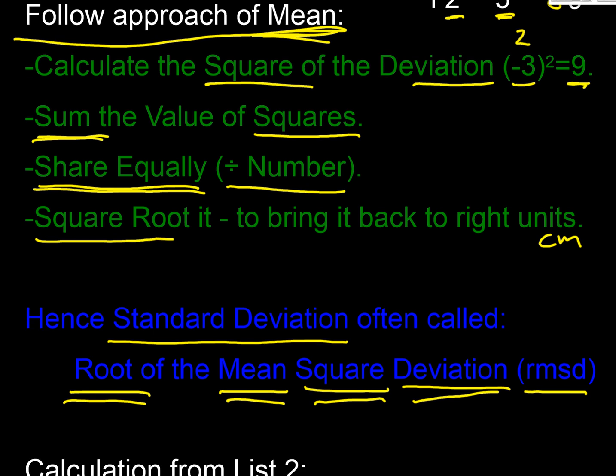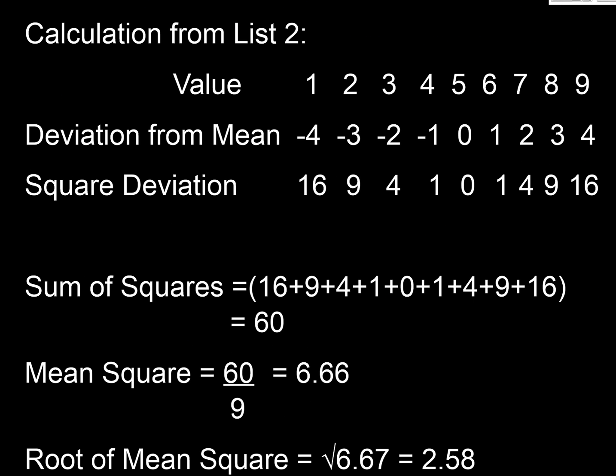Okay, let's have a worked example then. Let's have a look at our list 2. We know what our values are. They went from 1 to 9. We can then calculate the deviation for each point from the mean. So the length of 1 is -4 away from our mean of 5. We then square it to get 16.